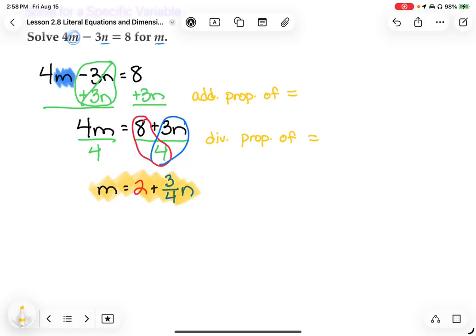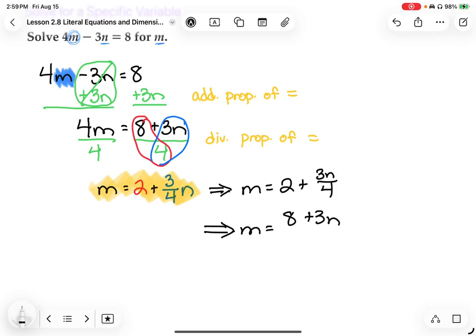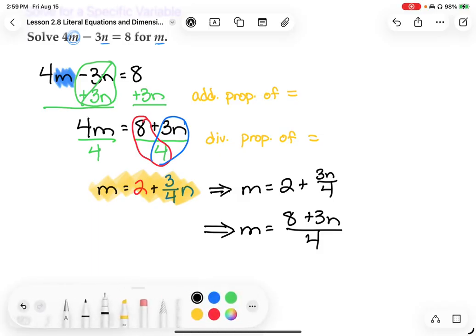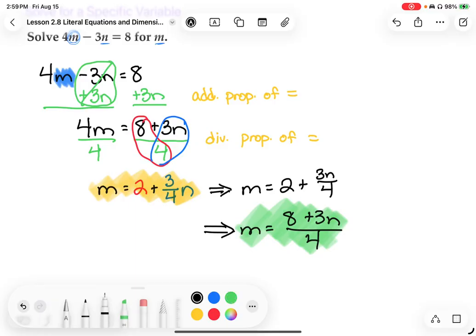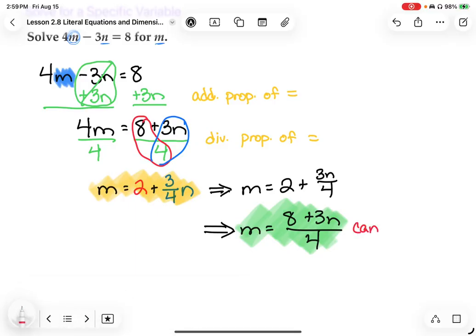The way that I wrote it is the best way to write it. This is my preferred way for you to write it. It would be correct if you wrote it like this, 2 plus 3n over 4. This is correct. And it is correct, but ugly if you wrote it as this. You would lose points if you wrote it like this because this is not simplified. The 8 over 4 can be simplified. So you would lose some points for this. So it's correct, but incomplete.